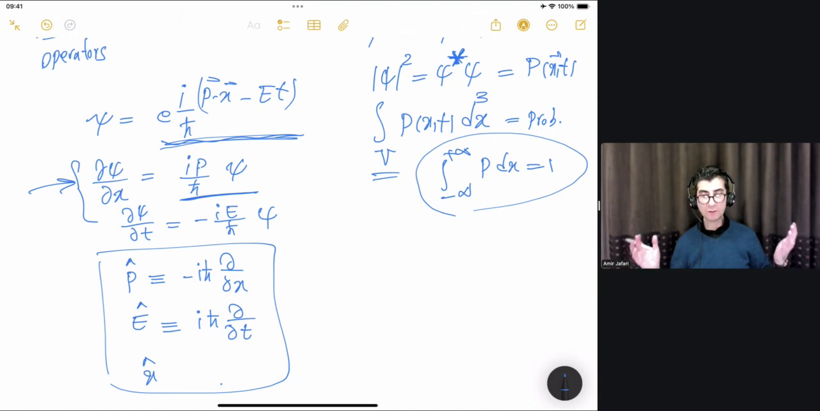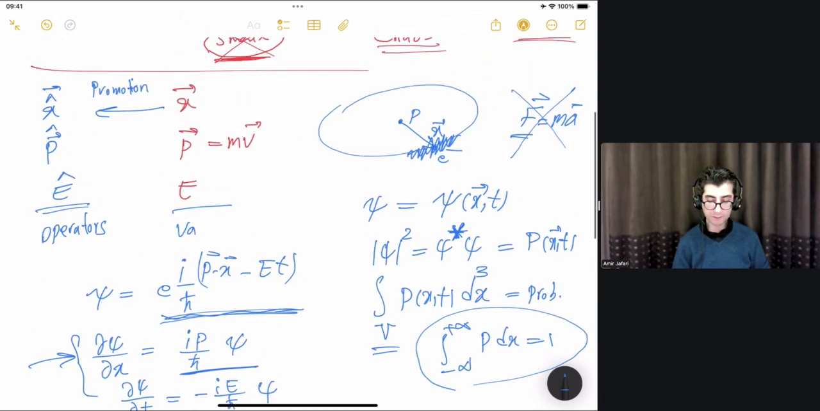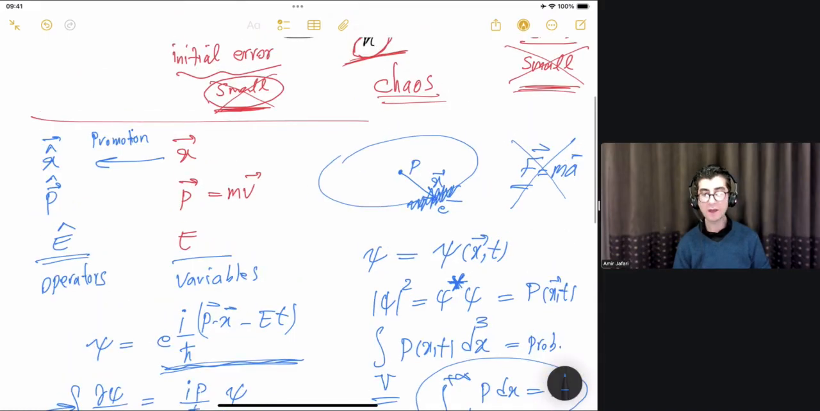Okay, so this means that you're promoting these variables. These are variables in Newtonian mechanics, in classical mechanics, but you are promoting them to operators. This is called the first quantization.